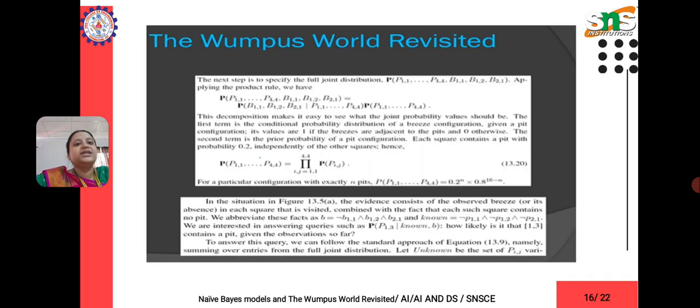The next step is specifying the fully joint distribution. The fully joint distribution means we combine all the values of pit and breeze and then calculate. When you calculate that, you get P(B | P) divided by P of the pit value. Combining that with the fully joint distribution, you get the summation over (i,j) from (1,1) to (4,4) of the probability of (i,j).